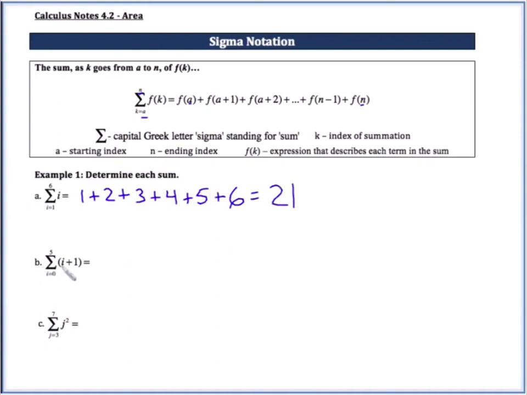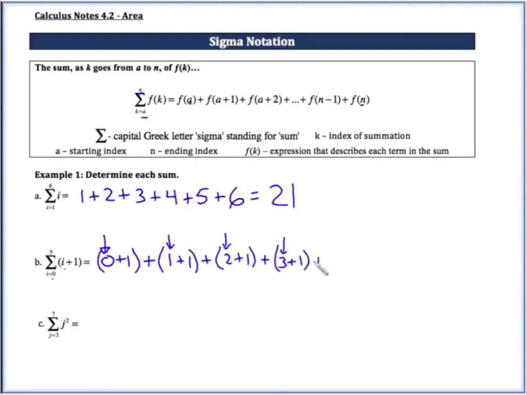Now for letter B, our function is i plus 1, and we want to find the sum as i goes from 0 to 5 of i plus 1. So we're going to substitute 0 in for i, and then we're going to keep increasing i by 1 all the way up till we get to 5. So if we increase that by 1, then we go up to 1. So follow the i there. And then i is going to go up 1 more, and it's going to be 2. So following the i, then it's going to be 3.